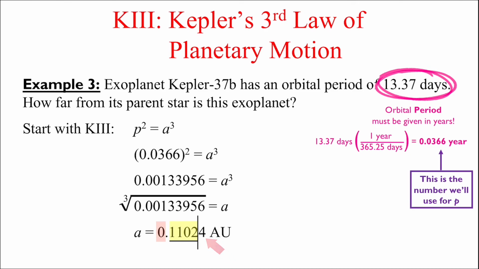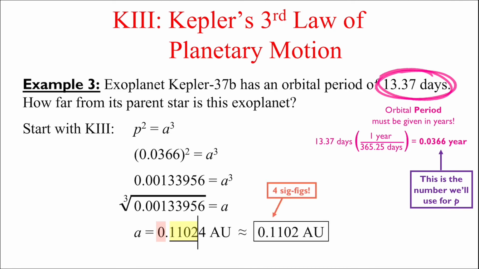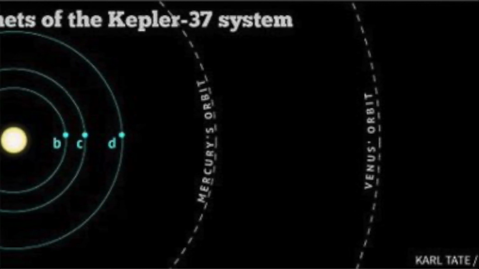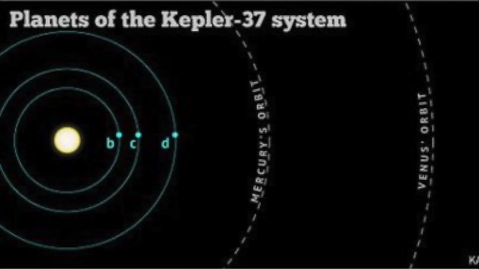We'll keep the number as it is, so our final answer is 0.1102 AU, which is approximately 16 million kilometers, or just shy of 10 million miles. So that's the size of the orbit of Kepler 37b as it orbits Kepler 37, its parent star.